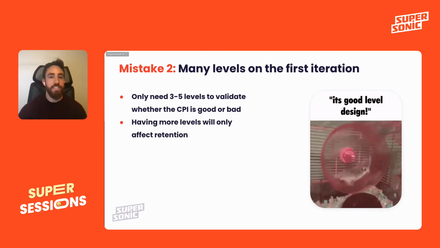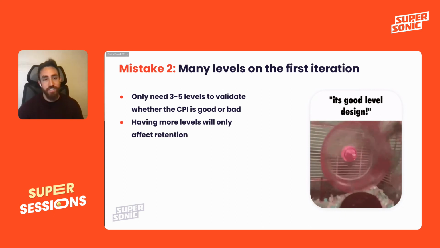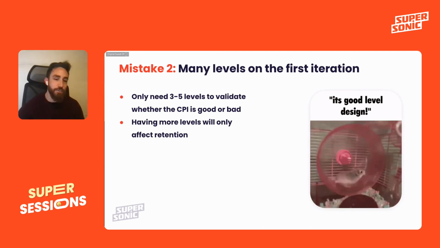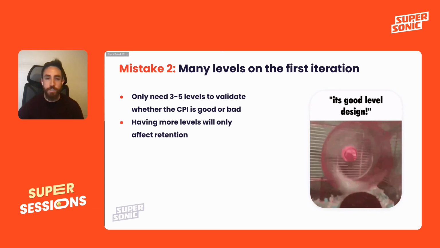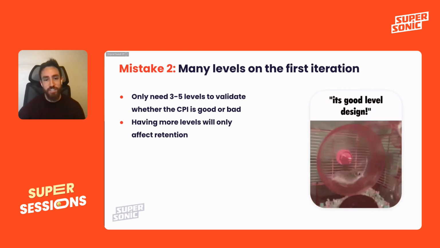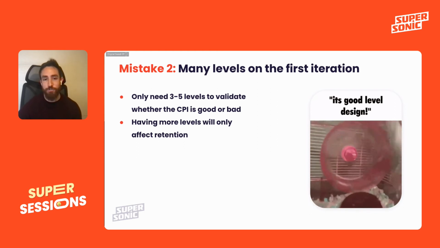Mistake number two, making a lot of levels on the first iteration. We always need to keep in mind that we don't know that our game is going to work. So if you're investing in creating 20 levels, you can't test 20 videos because it's expensive. So try to focus on making only 3 to 5 levels, just make some kind of difference and make them loop. For example, cheerleaders had only 5 levels on the first iteration, and actually the retention was pretty nice. And I've tested other games with 20 or 25 levels that didn't have good retention.